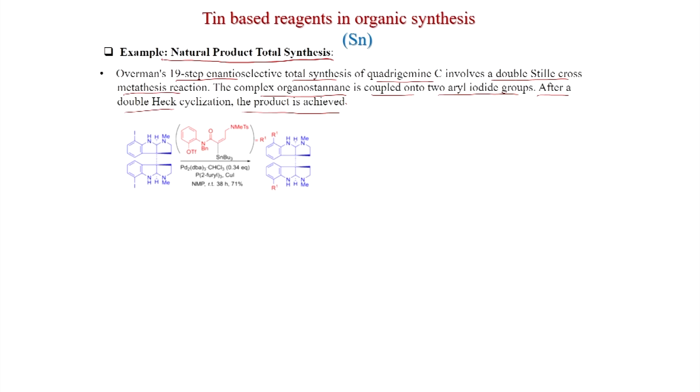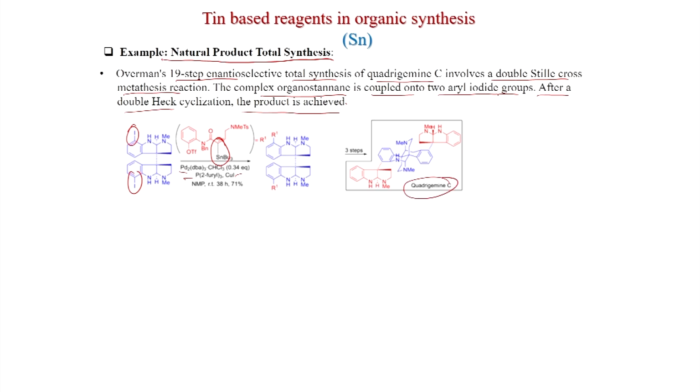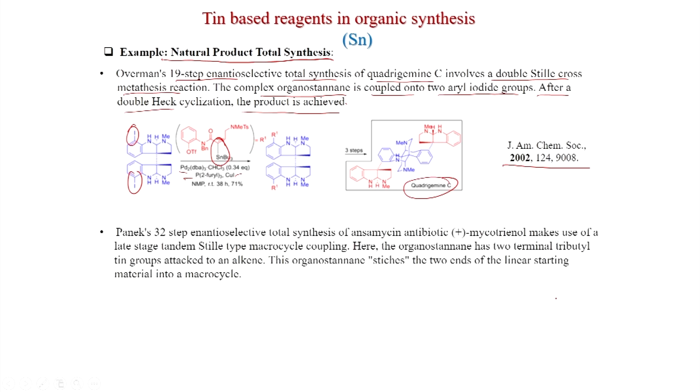Like this one, you can see two iodide motifs are present here, and this is the tin attached to the double bond. So, what happens, the Stille reaction happens with this catalyst, and these are ligand and co-catalyst, and after 3 steps you can get this natural product. So, these are some processes there. After double Heck cyclization, the product will be formed, and this was published in JACS 2002.